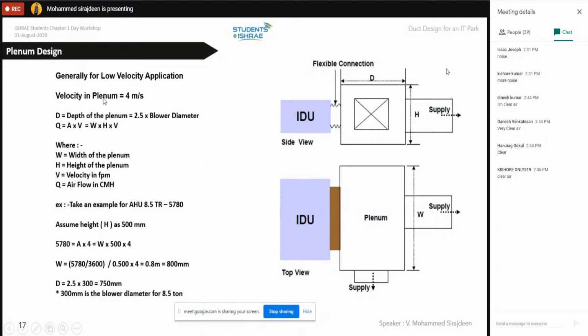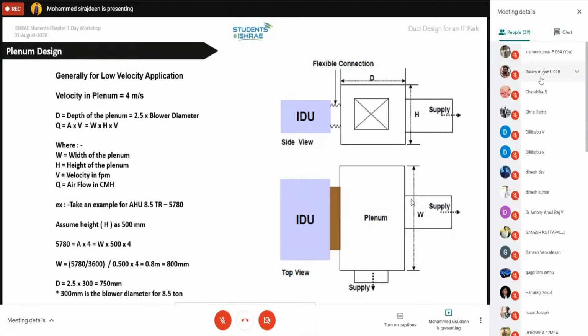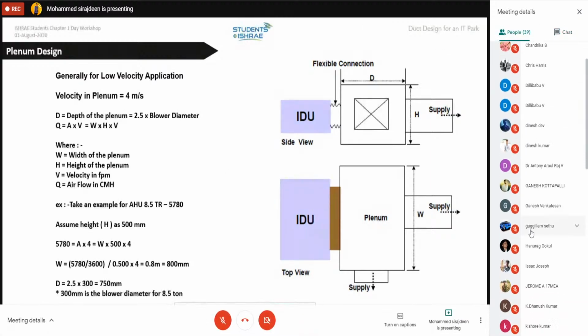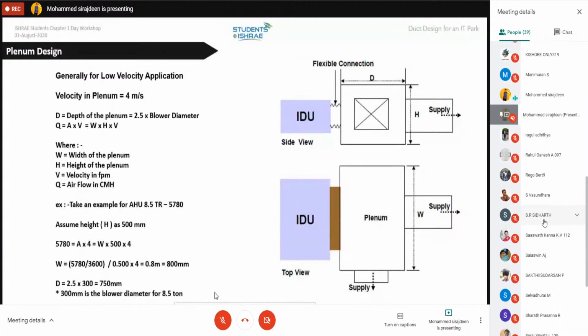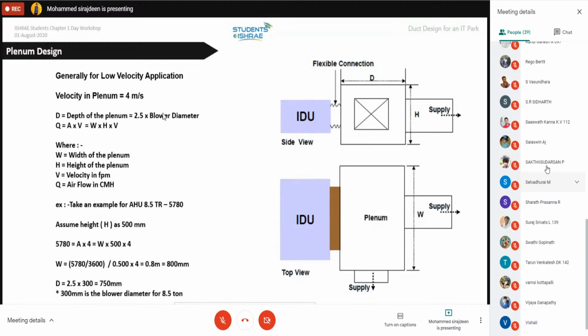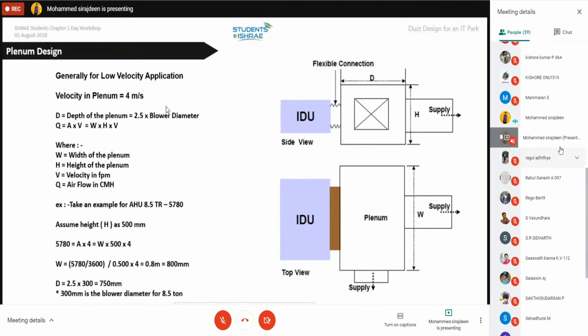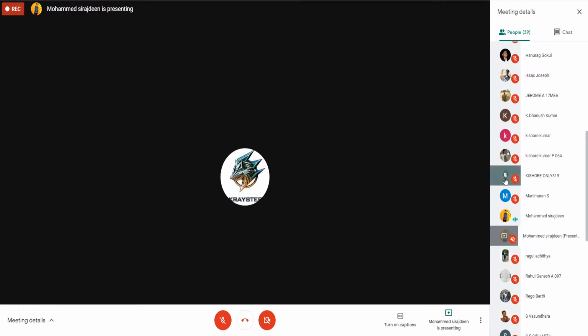Okay, how can we design a plenum? A plenum is generally designed for a velocity of 4 meters per second. Our supply air duct and return air duct are designed for 7 or 6 meters per second, but in a plenum we have to design for a lower velocity, that is 4 meters per second. It is for the same duct size or MacWay software. By using the same software, you can design the plenum.